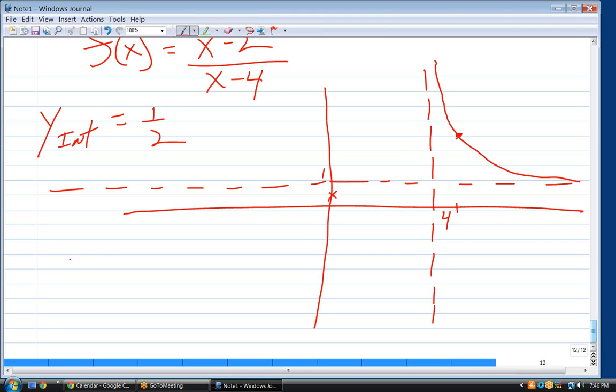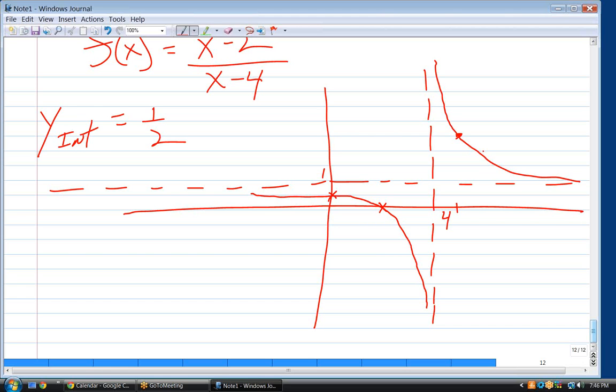And the x-intercept is what? 2. So it has to cross the x-axis right there. So now I can more accurately draw my hyperbolic function. And there is every key point that you need. I have the x-intercepts, I have the y-intercepts, and I have the horizontal and vertical asymptotes. And I have the end behavior correct.